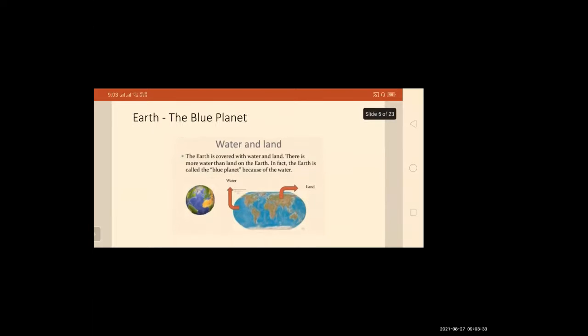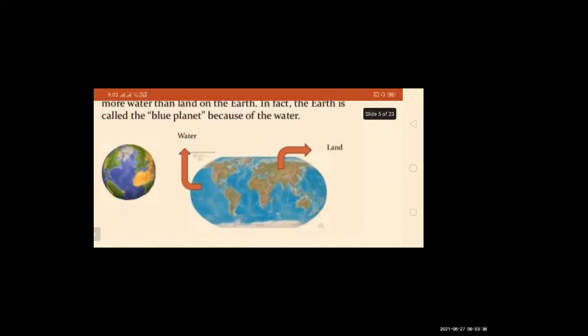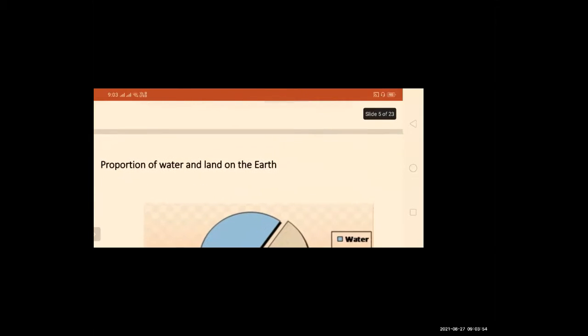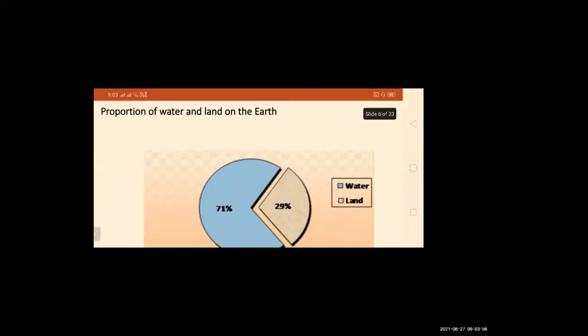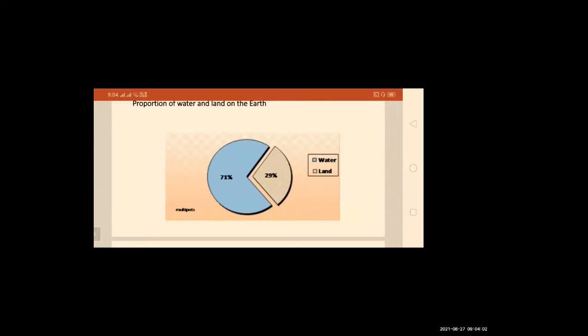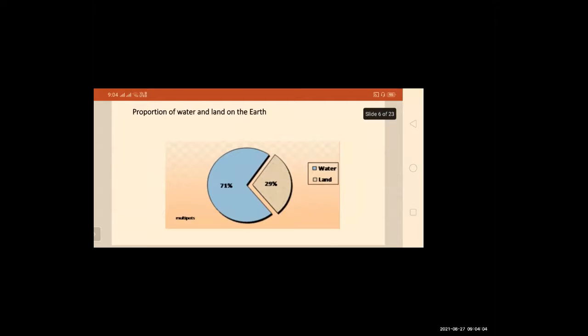Here you can observe the Earth, that blue color portion is the water which is present on the Earth. So we can observe that the water is present in a greater proportion than the land. That's why the Earth is called the blue planet. Now we know that Earth has more water than land. Now we are going to see the proportion of water and land on the Earth.